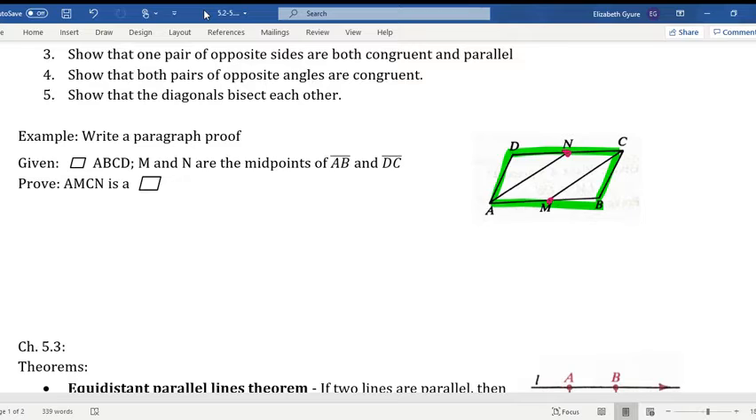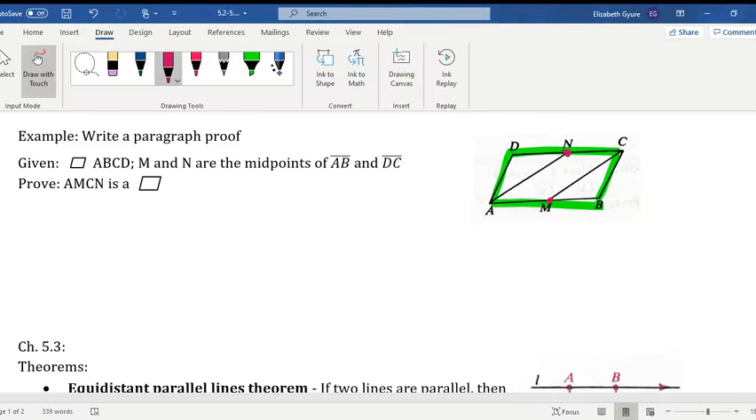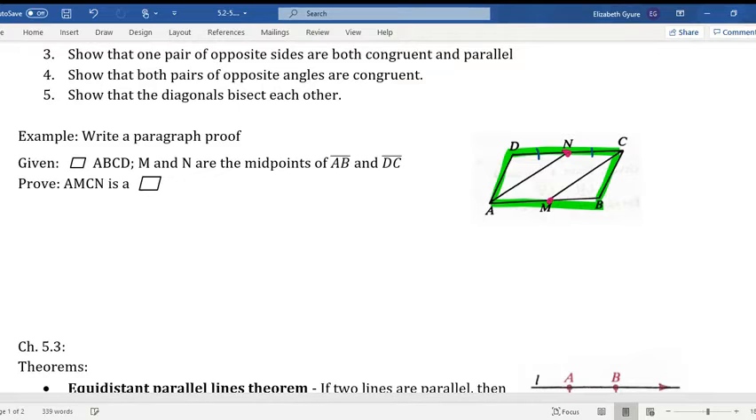Very good. Yes. So what we're going to be able to say here is DC is congruent to AB, right? We know that because it's a parallelogram. And then N and M are midpoints, so DN is going to be congruent to CN, and AM is going to be congruent to MB. Now, what Matt just said is that NC is half, right? And AM is half. And if they're both half of equivalent things, won't they have to be equal to each other? Okay, good. So that's something we'll need to say.